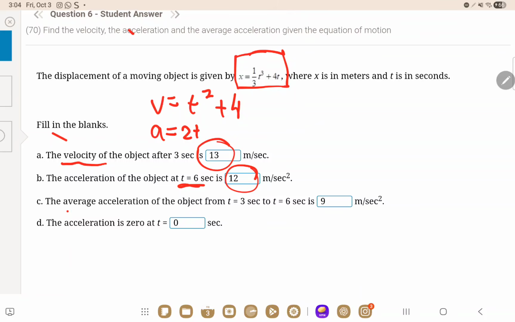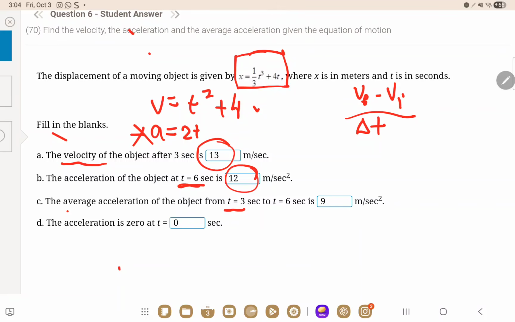When they ask you for average acceleration, you do not need the acceleration formula. You forget it, you look at the velocity equation. You replace t into the velocity equation both times, when t equals 3 and t equals 6. Because what do we know velocity is from mechanics? It is v final minus v initial over the change in time, over delta time, right?